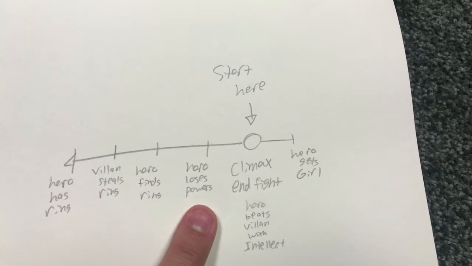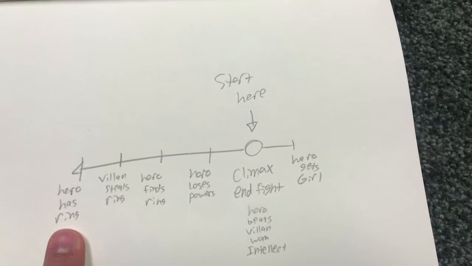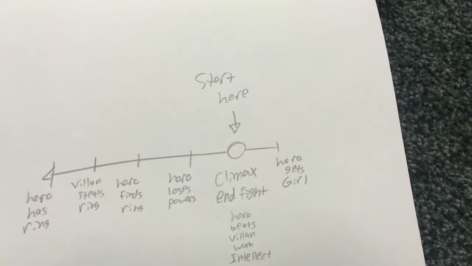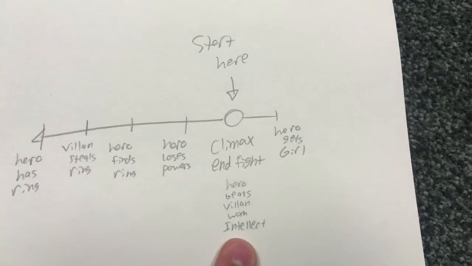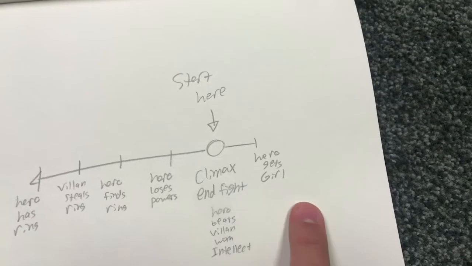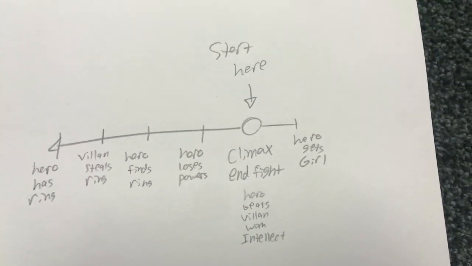Well, why are they fighting? The hero finds a ring that the villain stole that the hero had. So this kind of sets up everything to approach neatly to this idea that I had, where I want the hero to fight and beat the villain with a sort of intellect, and at the very end the hero gets the girlfriend because, you know, it's nice to give the hero nice things.